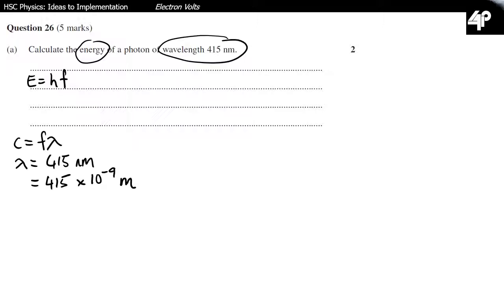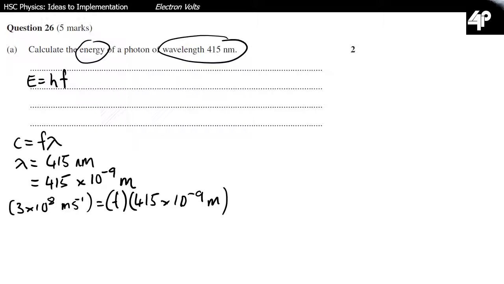All right, I'm now going to run this through c = fλ. c, of course, is the speed of light. So 3 times 10 to the 8 meters per second is going to be equal to f. That's what we want to find. And lambda in meters: 415 times 10 to the minus 9 meters.